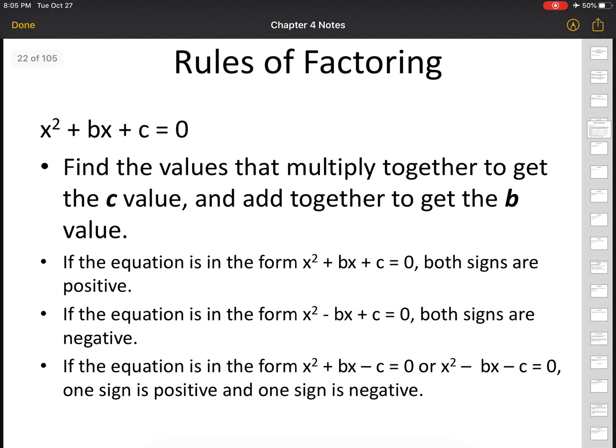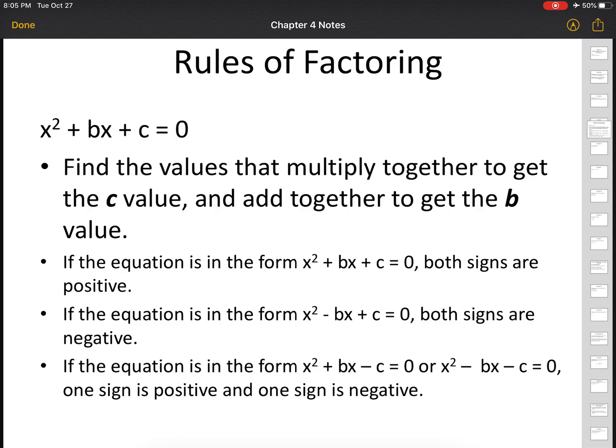So we have this quadratic equation that we're trying to solve for x. One way of solving for x is by factoring. So when we go to do this, we're going to find the values that multiply together to get the c value and add together to get the b value. So if the equation is in the form x squared plus bx plus c equals 0, then both signs are positive in the end. If the equation is in the form x squared minus bx plus c equals 0, both signs are negative in my factors.